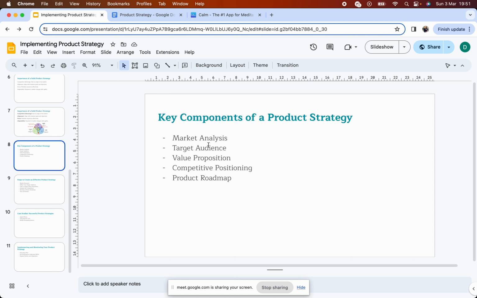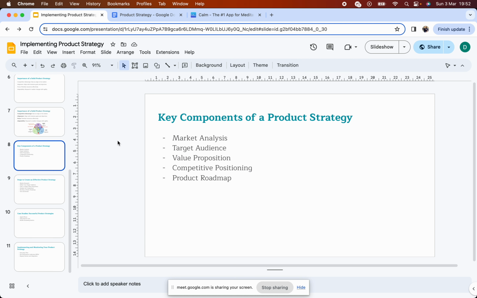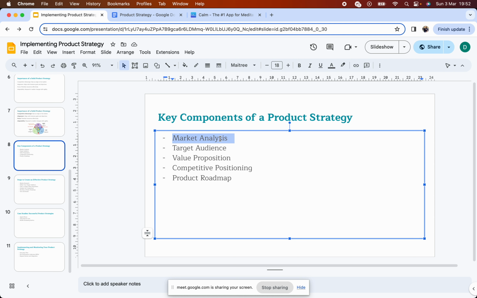And then you look at who are some of the people that you may be targeting. So these are the components. These are the things that make up product strategy. So if you are going to create a product strategy, this is a cheat sheet to help you. You create, let's say, five documents, and these five documents would be part of your product strategy. So you create a document on market analysis, another on target audience, another on value proposition, another on competitive positioning, and another on product roadmap.